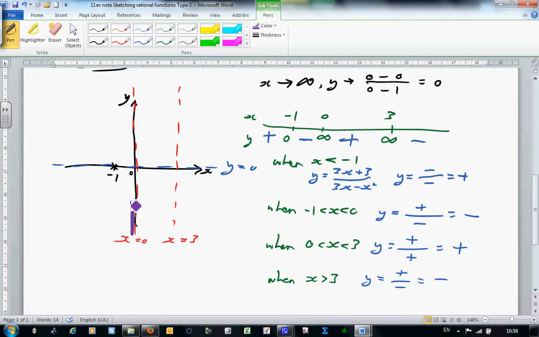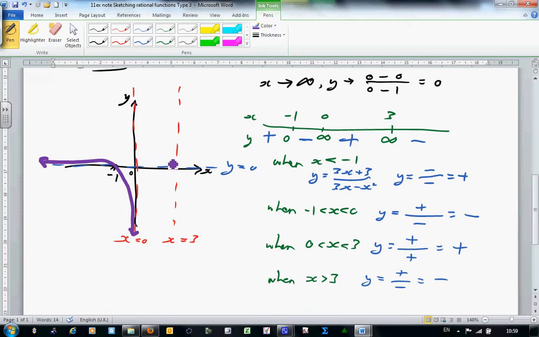Looking at the middle section, from 0 to 3, it's always positive, and yet there are two asymptotes. So if it's always positive with two asymptotes, it's going to come down and then back up again. And the place where it turns and goes back is beyond the course at the moment. We need what's called calculus there. So I'm just basic sketching an idea there.